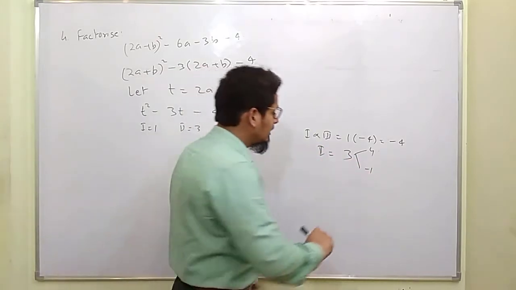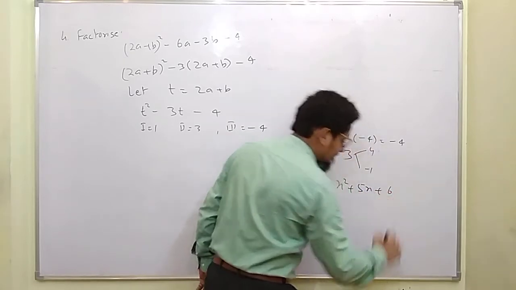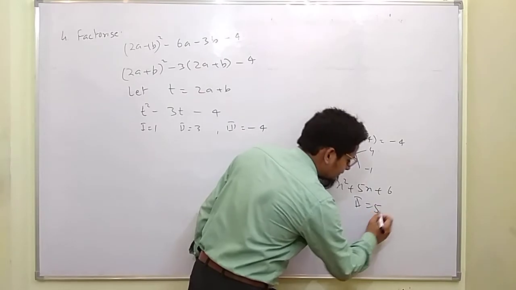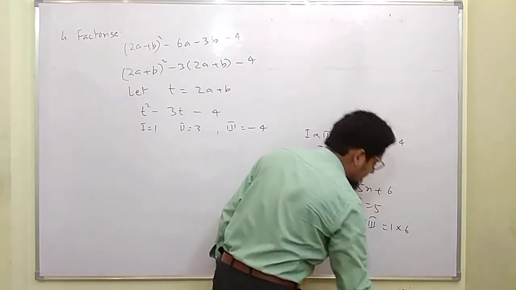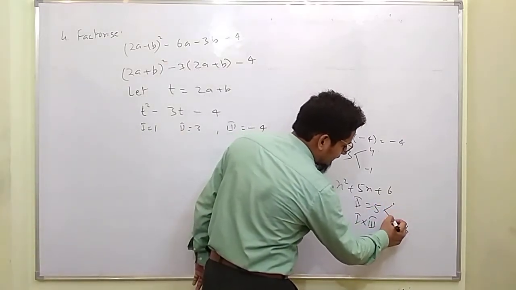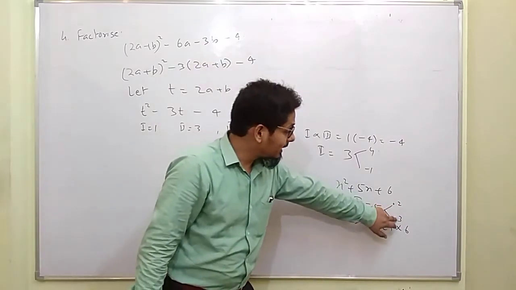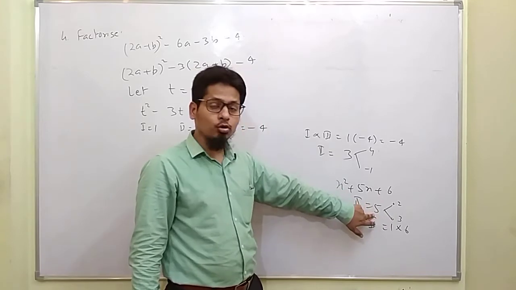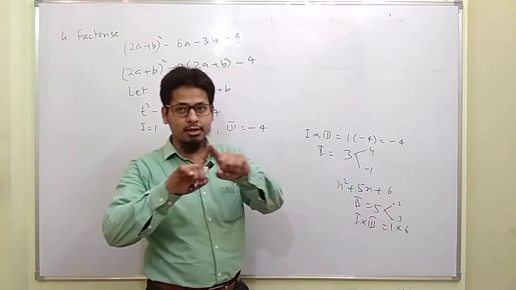For example, class, x square plus 5x plus 6. Here the middle term is 5, and the product is 1 into 6. So we are getting the required factorization, 2 and 3. What I do here: 2 plus 3 is 5. I added, right? Why are we adding? Because the addition sign is there. So class, this will remain the same always and always.